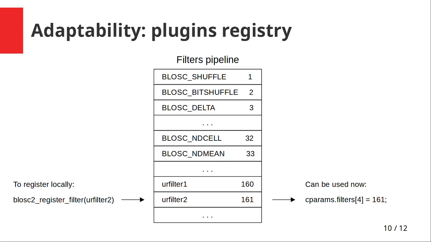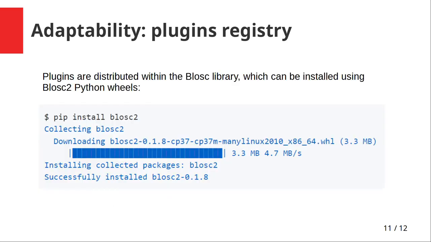Finally, Blosc implements a plugin system that allows users to register their own codecs or filters and even apply for a Blosc official registering. When officially registered, user-defined plugins are distributed with the Blosc library and everyone can install them using Blosc wheels and use them freely.